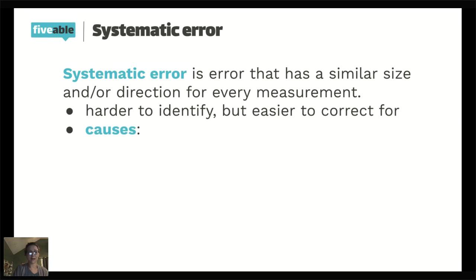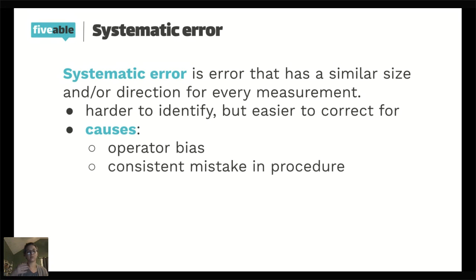So some causes of systematic error might be operator bias. To make it clear, for indeterminate error I put operator error, meaning the person just doesn't quite know what they're doing and they're making a variety of different mistakes. Operator bias might be consistently making the mistake the same way every time. To give an example from biology or chemistry class, if you're reading a liquid in a graduated cylinder and you don't know where to read the meniscus, you might get a consistent error every time because you're reading a little bit higher or a little bit lower.